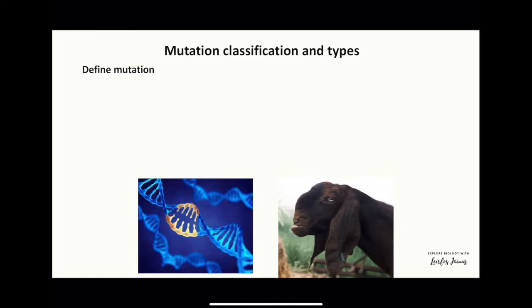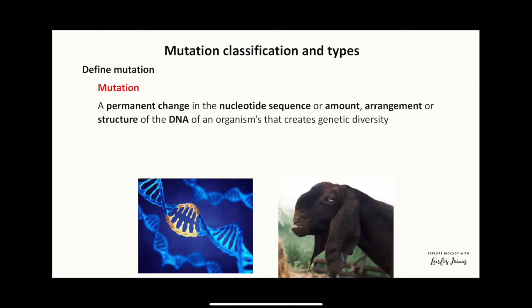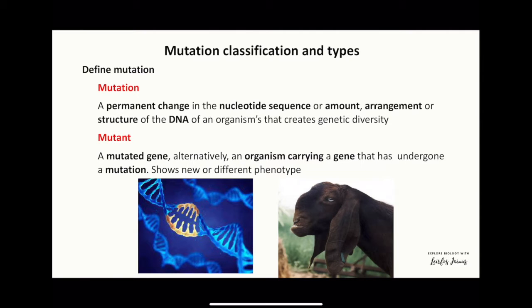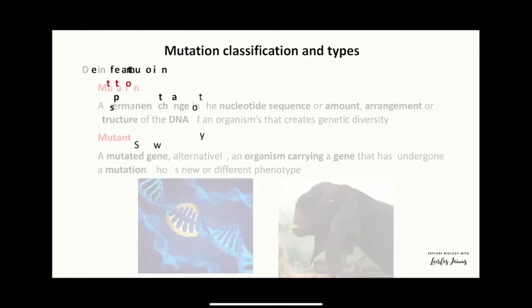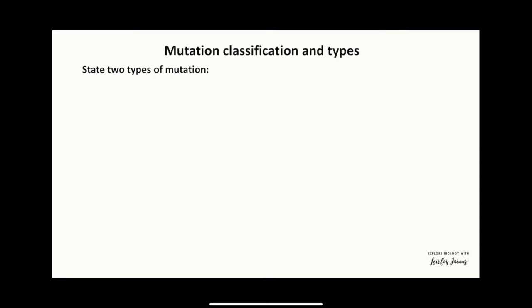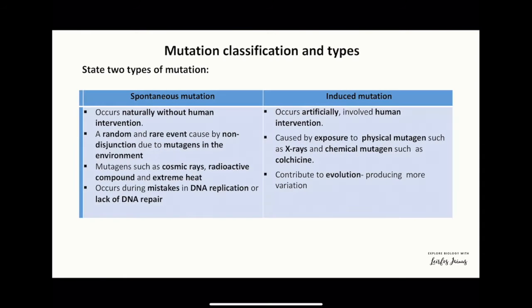Mutation is a permanent change in the nucleotide sequence or amount, arrangements, or structure of the DNA of an organism that creates genetic diversity. An organism carrying a gene that has undergone mutation, or mutated gene, is called a mutant that shows new or different phenotypes. There are two types of mutation: spontaneous mutation and induced mutation.